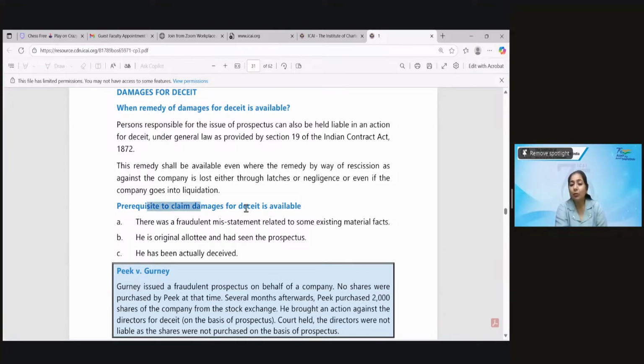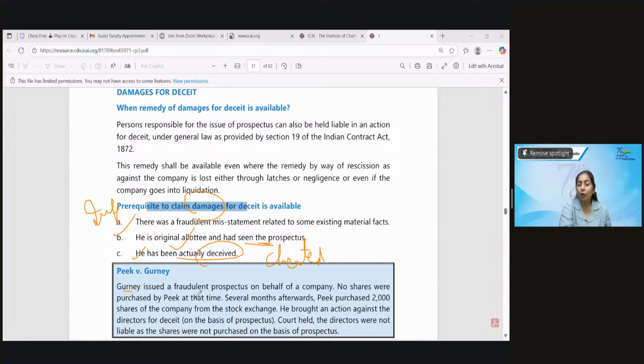The requirement to claim damages, this is very important. In order to claim the damages, it's very important that there should have been a fraudulent misstatement in the prospectus. You are the original allottee and you have seen the prospectus and you have actually been deceived. Deceived का मतलब लिख लो बच्चा, cheated. अगर आपके साथ धोखा हुआ है, cheating हुई, तभी माना जाएगा कि आप damages claim कर सकते.